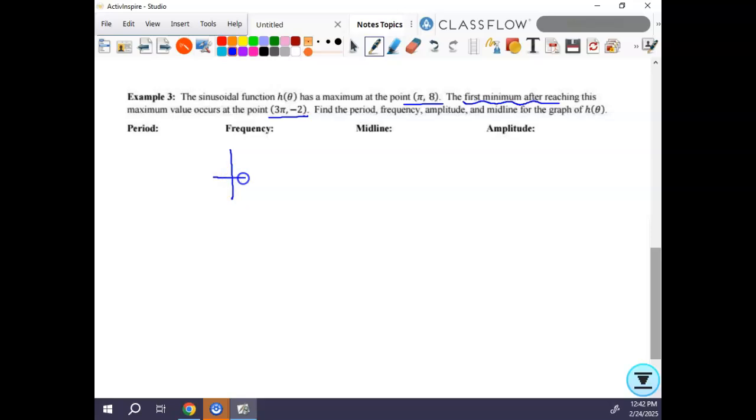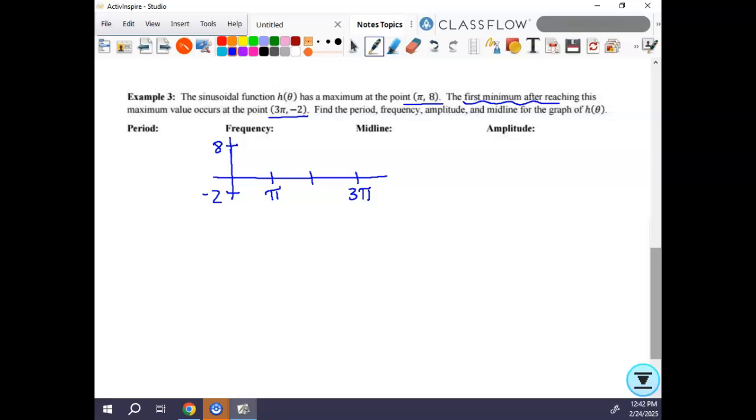All right. So I have a point at pi over 8 and at 3 pi. So let's see, I'll make that pi, 2 pi, 3 pi. So pi and 3 pi. And then I have a y value at 8, and I have one like at -2. Okay.